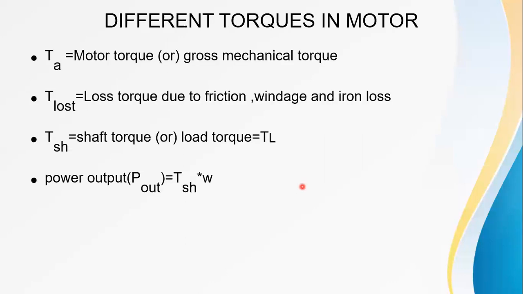Next, the different torques in motors. The armature torque, TA, is called the motor torque or gross mechanical torque, and TL is the lost torque due to friction, windage and iron losses. The shaft torque or load torque, and the power output is equal to torque into omega, where omega is the speed in radians per second. These are the different types of torques.